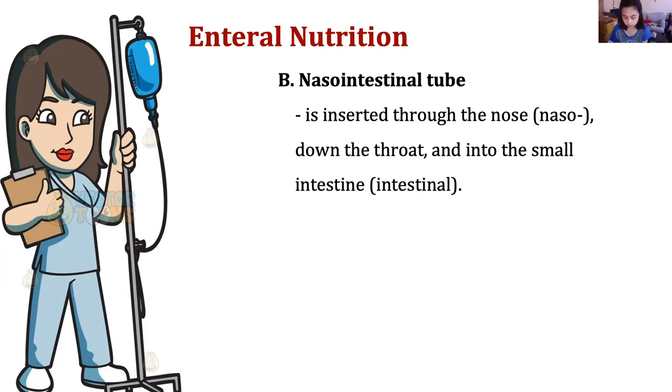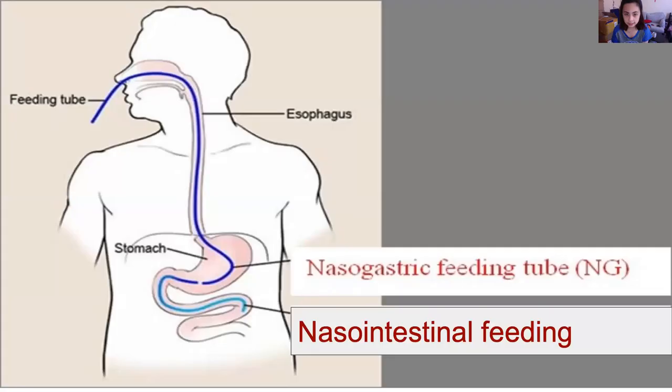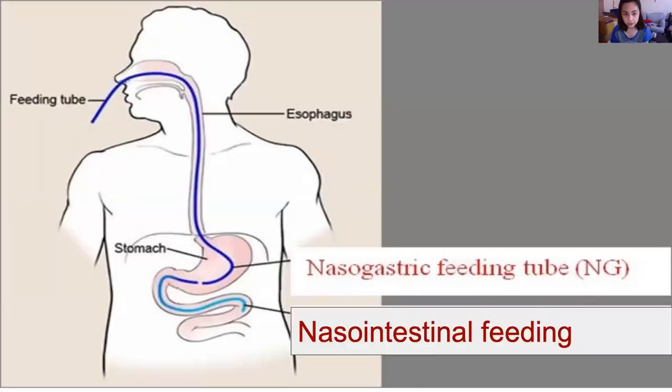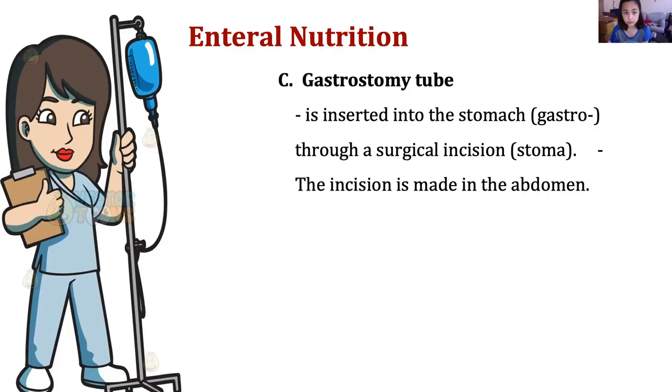So, for the first two, nasogastric and nasointestinal, what is the risk for your patient? The risk is that they can develop what we call aspiration. That's why when you are giving feeding to a patient with a nasogastric or nasointestinal tube, we are very careful and always position the patient in Fowler's position, because they have a risk for aspiration. For the third, fourth, and fifth, the risk for aspiration is much lower.